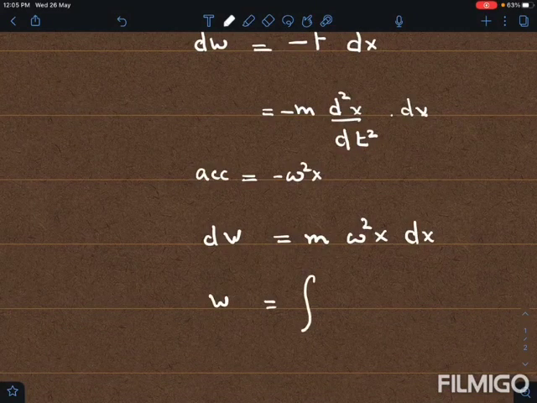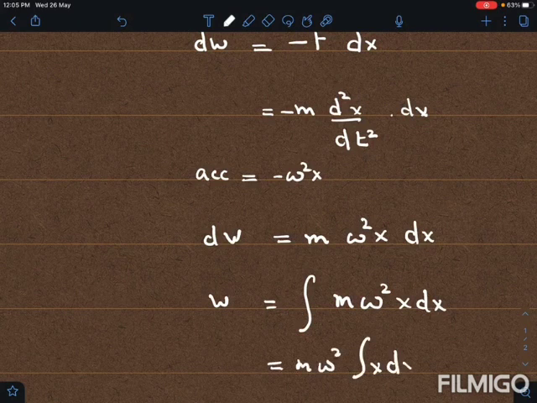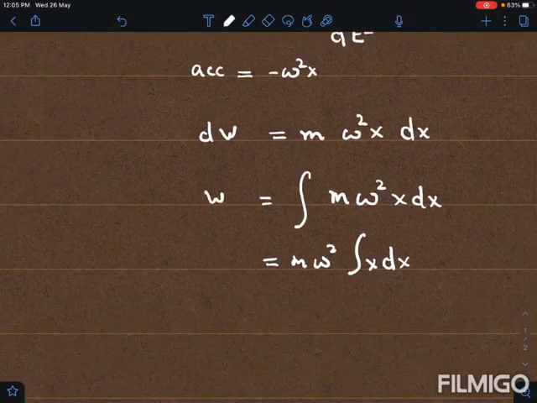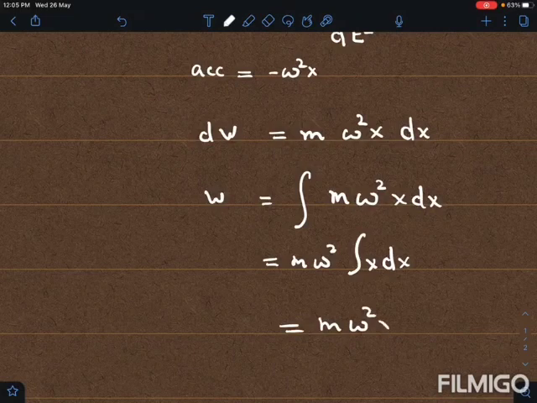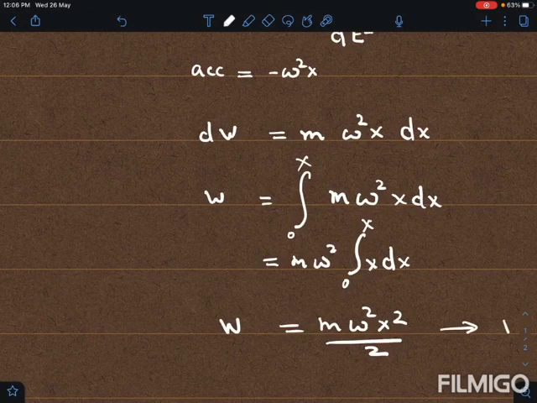W is equal to integral of m omega square x dx. Picking the constants outside the integral, m omega square integral x dx, so it will be m omega square x square by 2. We forgot to put the limits. It's from 0 to x, the total displacement. If you put the limit 0, it becomes 0, and for x it is x square. So we have the work done. I'll put it as equation 1.